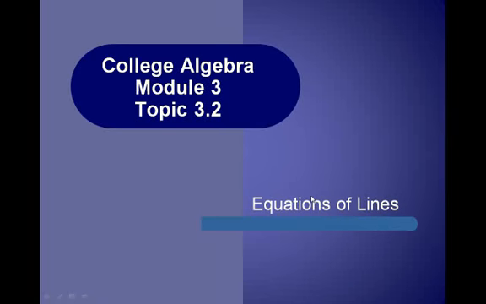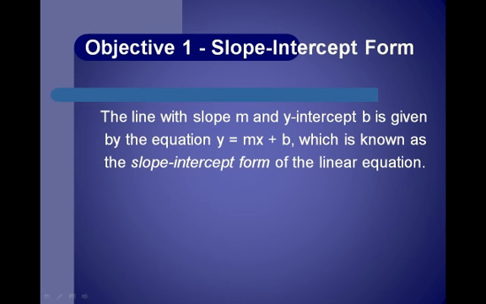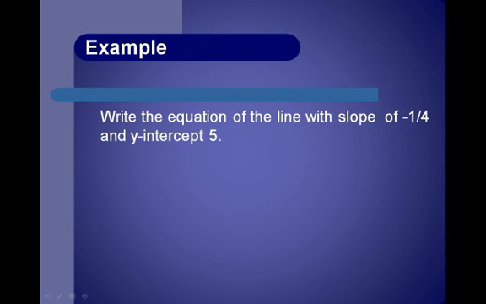College Algebra, Module 3, Topic 3.2, Equations of Lines. Objective 1 is slope-intercept form. The line with slope m and y-intercept b is given by the equation y equals mx plus b, which is known as the slope-intercept form of the linear equation. We'll start with an example.